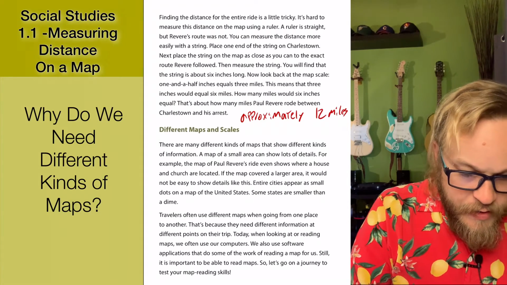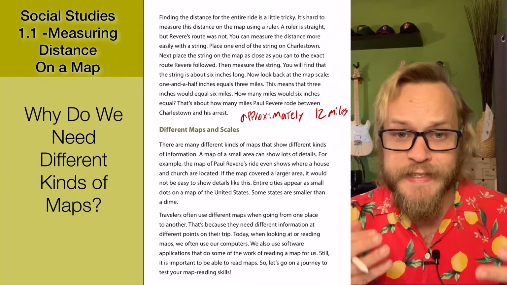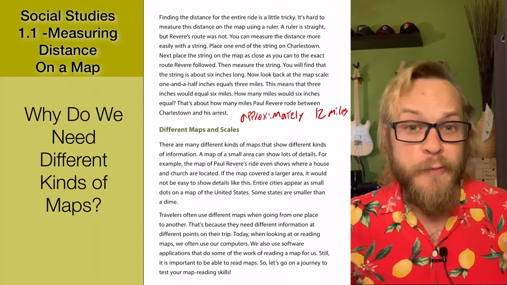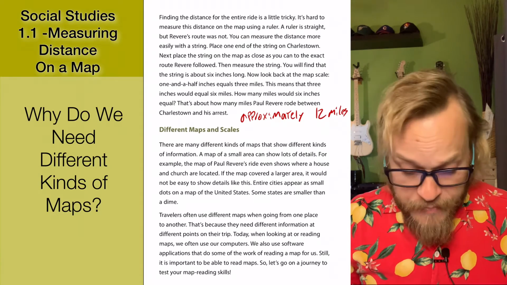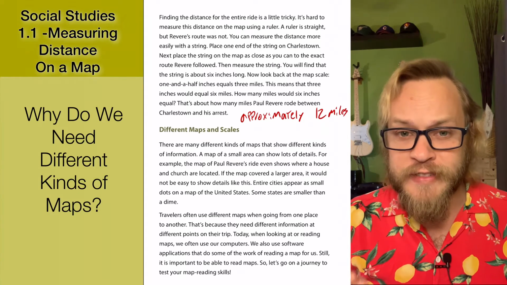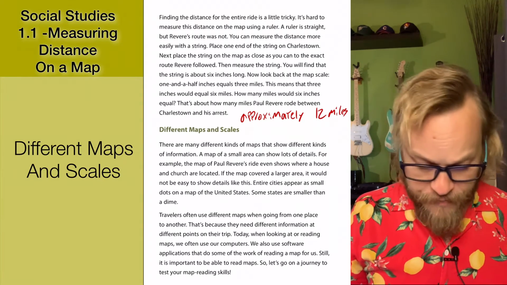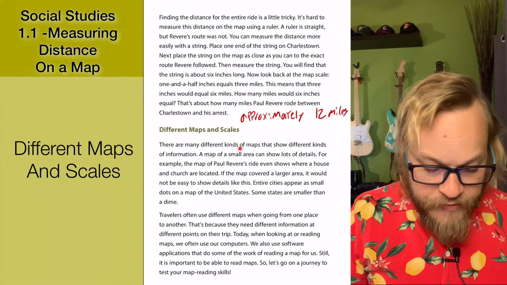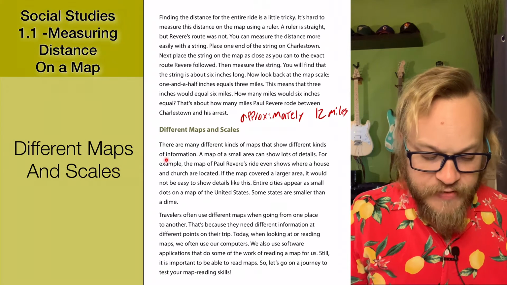All right, but that's just one map and one scale for one event in history. We have hundreds and thousands of maps, and they all use a different scale depending on what they are measuring. So, different maps and scales. There are many different kinds of maps that show different kinds of information.